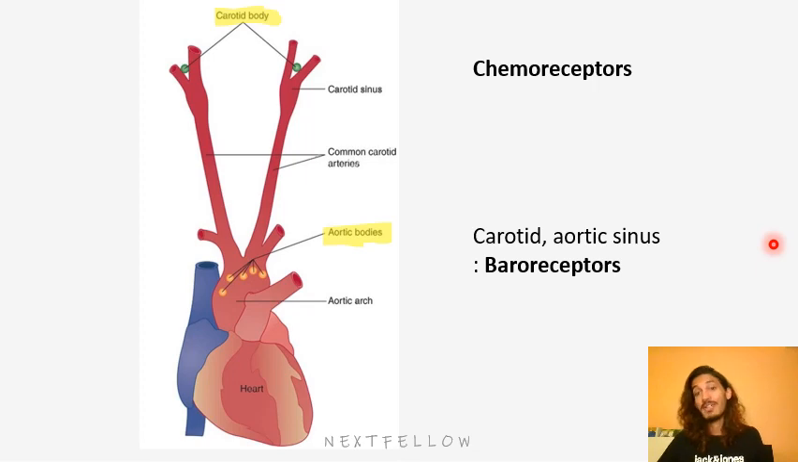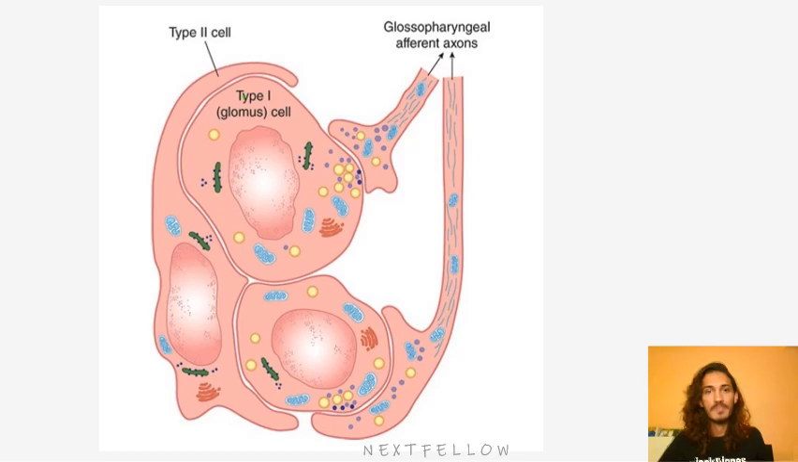And something that might confuse you is your carotid and aortic sinus. So a sinus over there in the carotid and the aortic region, that is a baroreceptor. Okay, so this is something that students commonly confuse with each other. So chemoreceptor: carotid body, aortic body; and baroreceptor: carotid and aortic sinus.